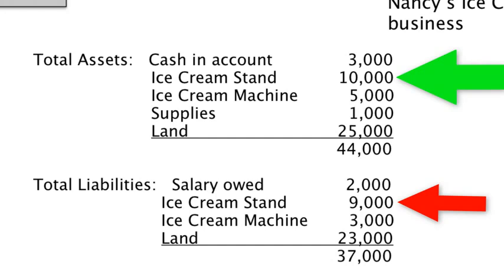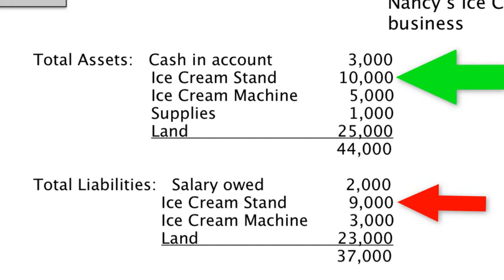The reason that the ice cream stand is listed twice is because she hasn't paid for the ice cream stand. So although the ice cream stand is worth $10,000, she's only paid off $1,000 of it. So she only owns $1,000 of that ice cream stand. The other $9,000 she either owes to the bank or whoever lent her the money in order to buy it. So we just learned something about Nancy's ice cream stand here, is that she doesn't necessarily own that stand itself. She only owns $1,000 of it, of the whole $10,000 worth of the ice cream stand.